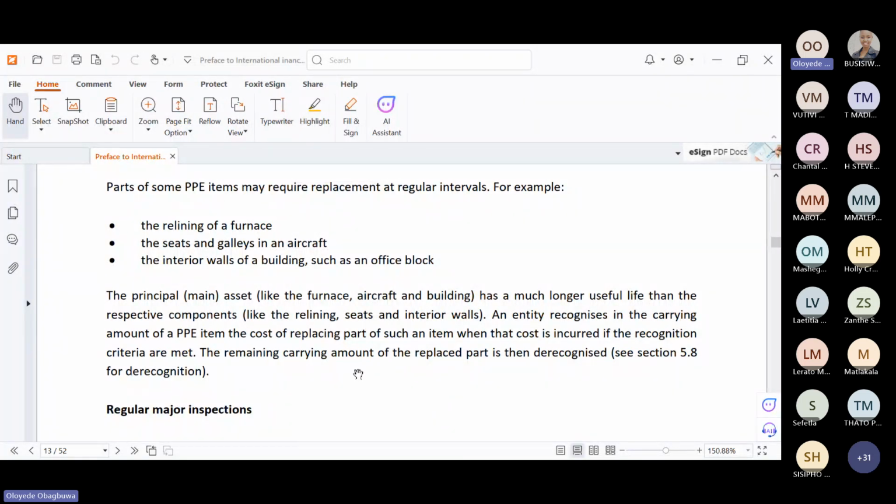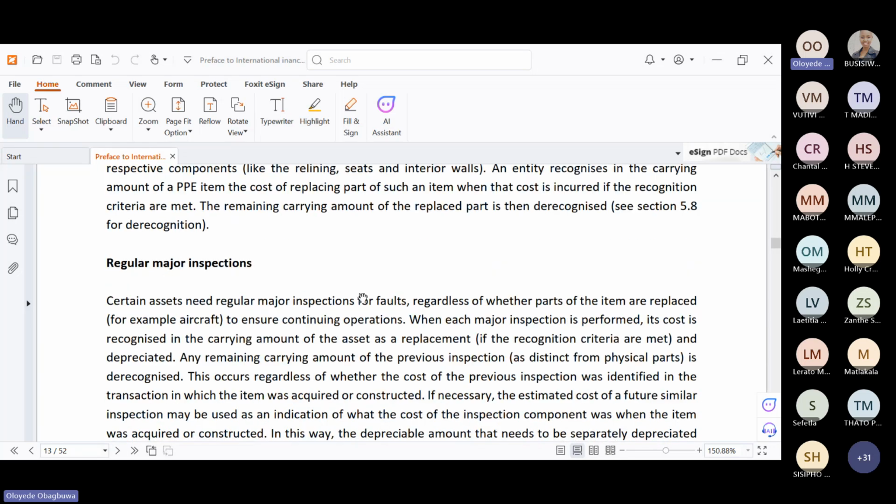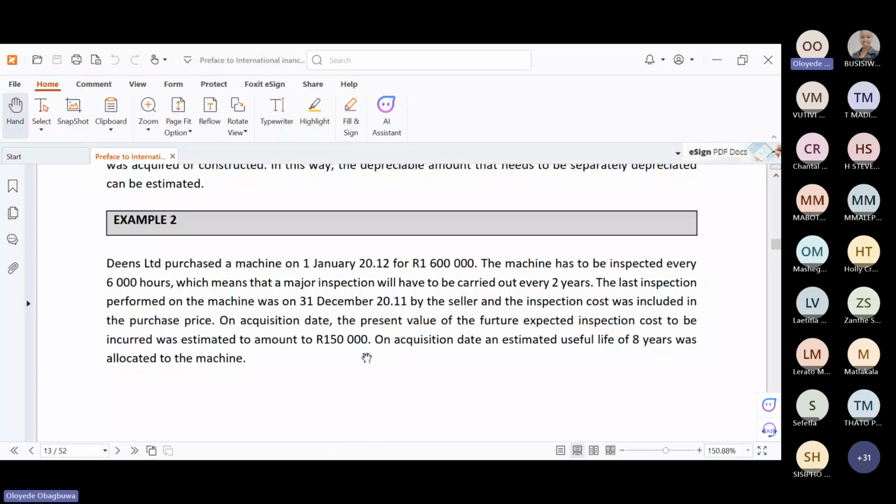So the remaining carrying amount of the replaced part is then derecognized. Okay, go through all these stories. I'm sure by the time we are solving problems, they'll become clearer and clearer. These are just theories. When you see it practically, when we solve problems where all these things are taken into consideration, then I believe you will have a better understanding. Okay, let's look at example 2.